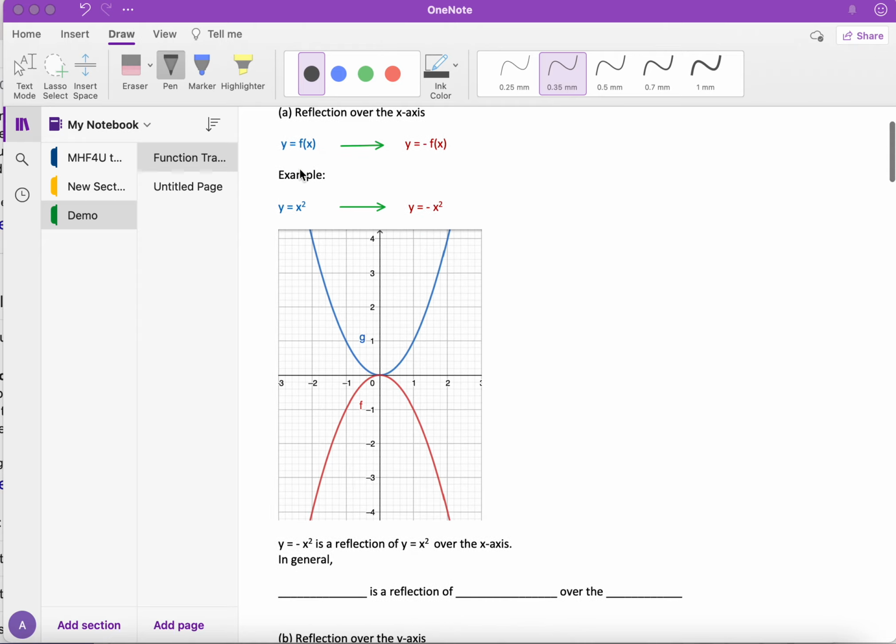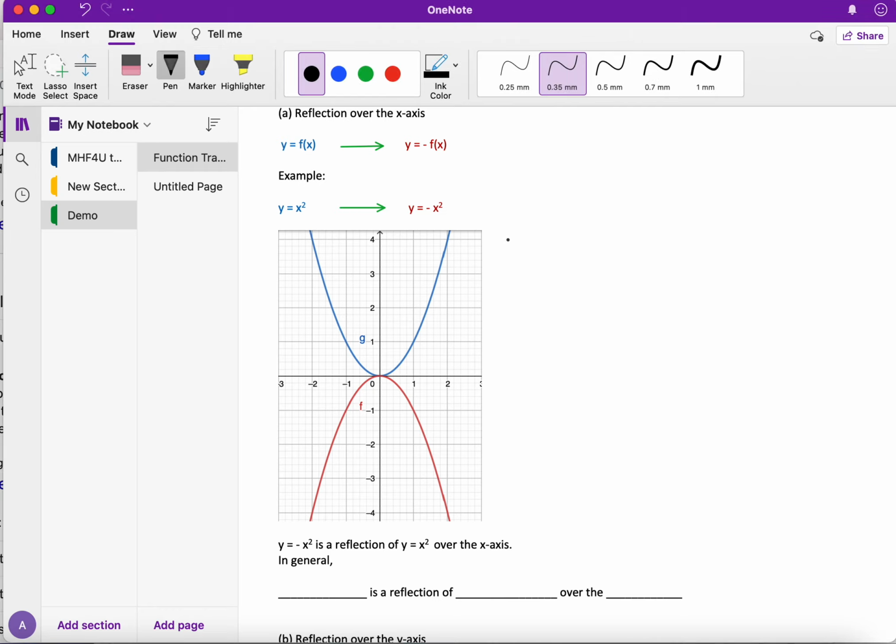Here we have an example. Let us look at y equals x squared and y equals negative x squared. We will show that the red one, y equals negative x squared, is actually a reflection of y equals x squared over the x-axis. We begin by looking at some of the points.